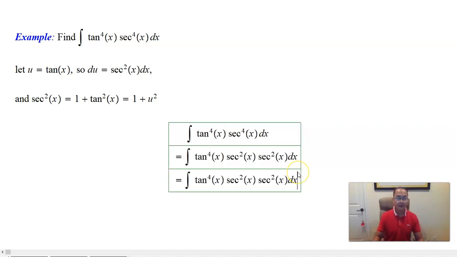Plug in our substitutions. Tangent to the fourth. Well, tangent is our u, so that first factor is just u to the fourth. The secant squared is our 1 plus u squared, and this secant squared dx is our du. Okay, so they're different accounting. The first secant squared is 1 plus u squared, and the second one is du.